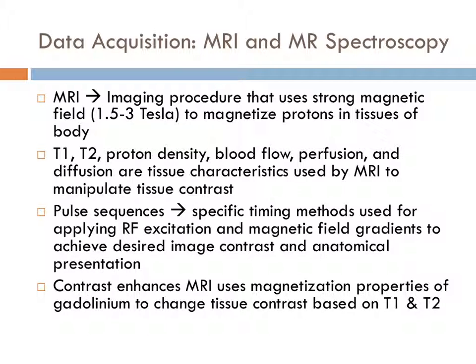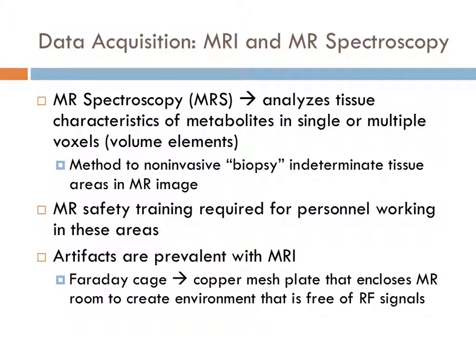Just like in CT, contrast is also used in MRI. The contrast enhances the MRI images by using magnetization properties of gadolinium, which is the contrast used in MRI, to change tissue contrast based on T1 and T2. MR spectroscopy analyzes tissue characteristics of metabolites in single or multiple voxels, which are volume elements. This is a method to non-invasively biopsy indeterminate tissue areas in the MR image.